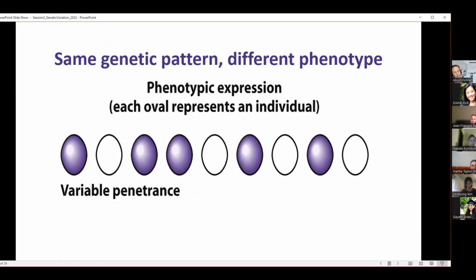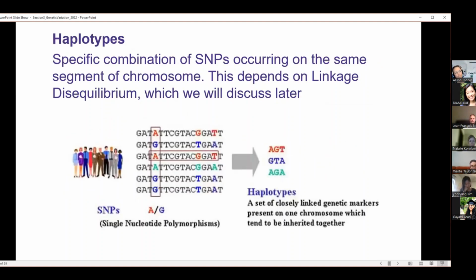So the other piece that makes this all even more complicated is that we have variable penetrance. So we can have the exact same genetic pattern between individuals, but see and measure different phenotypes. And this is a penetrance issue where we have some people who don't exhibit the traits that we might expect based on their genetics.